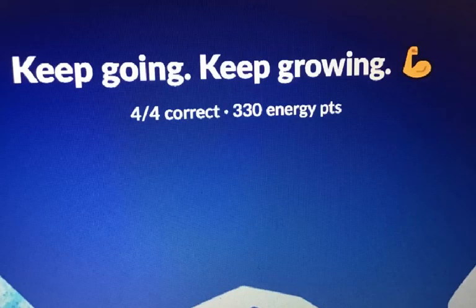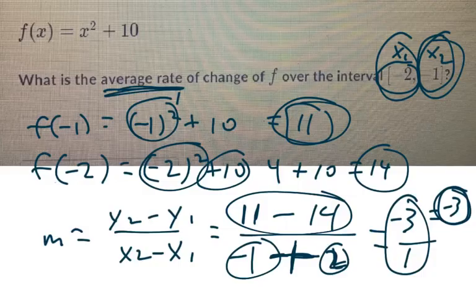And as you can see, guys, I did get 4 out of 4 right. Let me go back here. Pause it if you need to, guys. Average rate of change, guys, is same thing as slope.